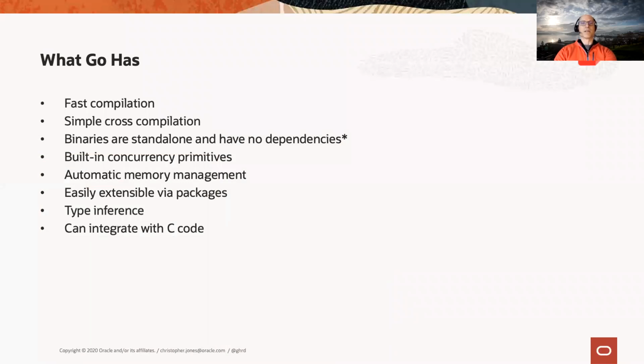So what Go has, fast compilation, obviously a feature, very fast. Simple cross compilation, I'll show that in a minute. Binaries can be standalone and have no dependencies, which is great. I have the asterisk there because that's only true if you're using a pure Go driver, pure Go application. Unfortunately, if you're using a C-Go program and we need that for Oracle drivers, then it's not quite true. We do have dependencies. I'll explain that later. Has all of those great things that you'd expect in modern languages, concurrency primitives, these things called Go routines. And the integration with C is where we hook in with the Oracle driver.